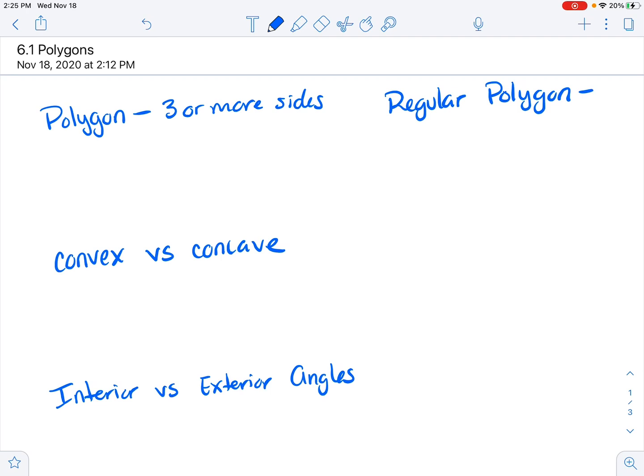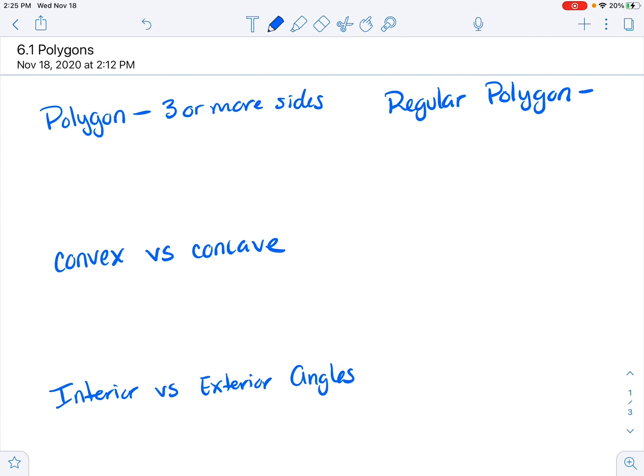What do we have? We have a 3-sided figure, which is a triangle. We have a 4-sided figure, which is a quadrilateral. Okay, if you don't know these, write them down. We have a 5-sided figure, which is a pentagon. We have a 6-sided figure, which is a hexagon. We have a 7-sided figure, which is a heptagon.